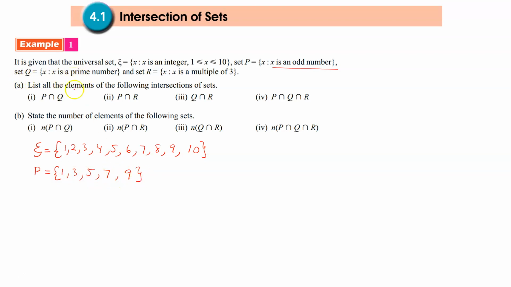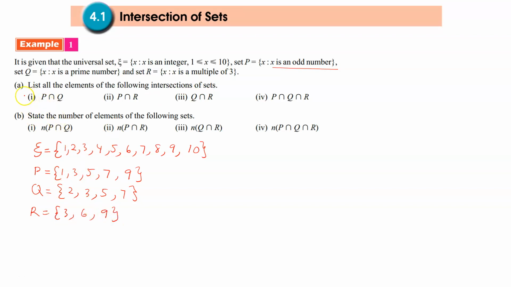So Q is a prime number. So Q, prime numbers, start 2, 3, 5, 7. That is prime numbers. Don't forget, a prime number is a number that can only be divided by itself and one only to get a round number. And last is R. R is a multiple of 3. So from the universal set, the multiples of 3 are 3, 6 and 9.